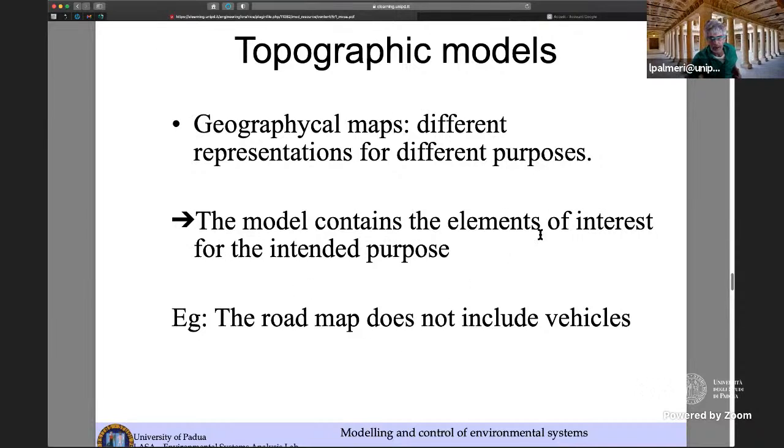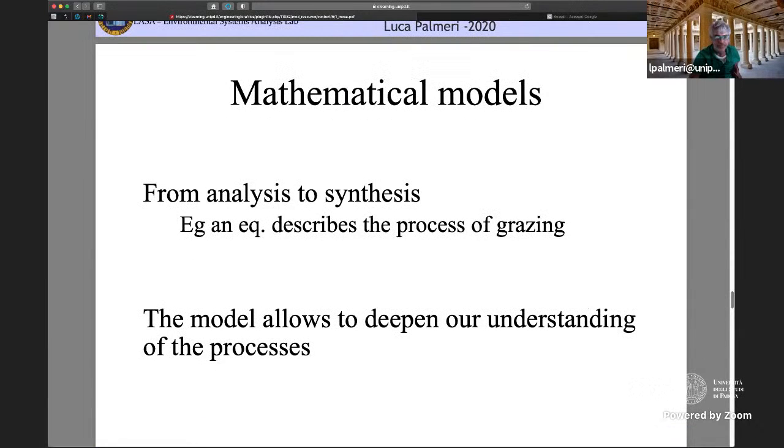So this is why we say that in order for the model to be useful, you will have just to include those elements of interest.